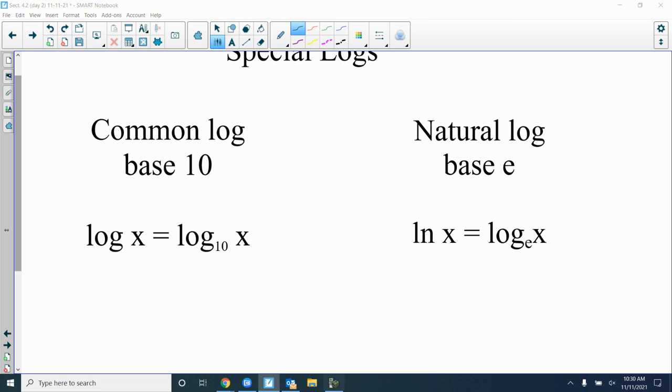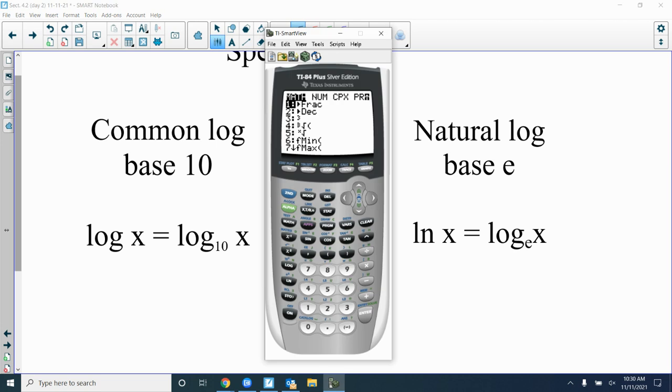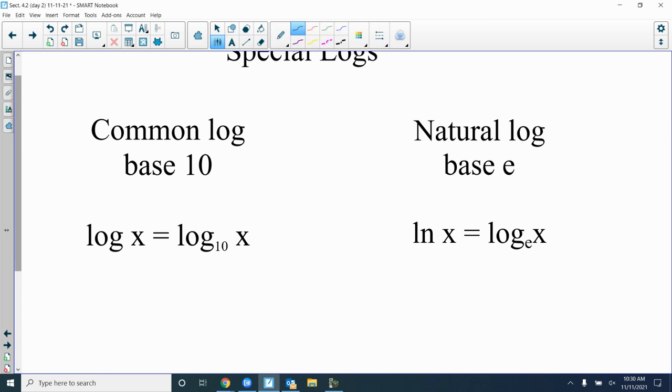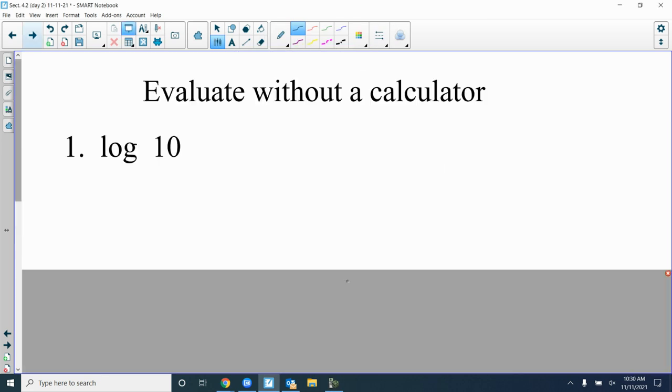But you do have common log here, and if you look above it, it says 10 to the x power, so it kind of indicates what base it is, and ln has e to the x power, so it's going to be base e. Do not write base 10 or base e. All right, I said it. Monday, and also in the chapter test, a portion of it will be no calculator.